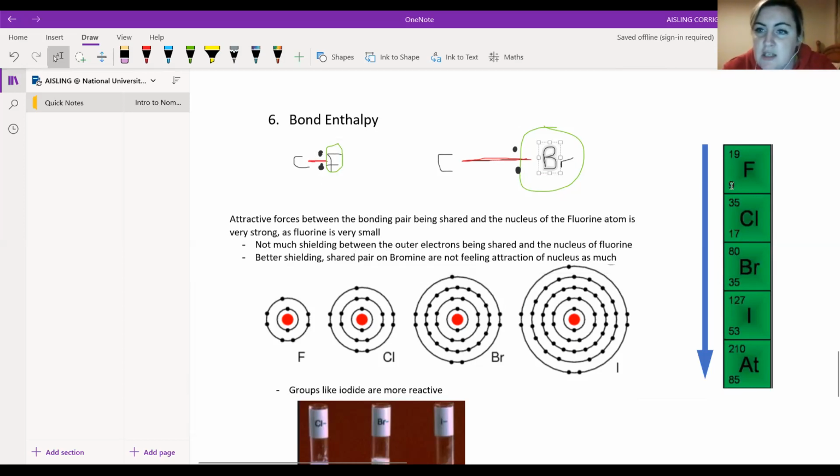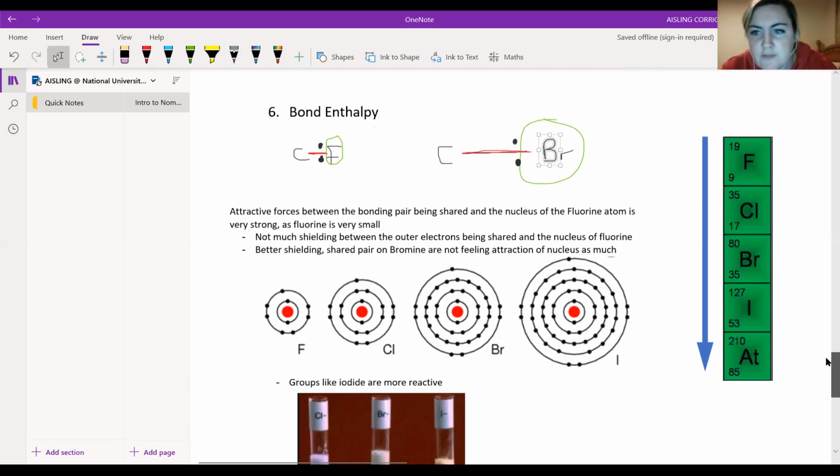And again, the trend we see here: fluorine and carbon, very strong. Chlorine getting a bit less, and then iodine probably has the weakest bond enthalpy. There's actually a bond enthalpy value somewhere. I should stick them up, but look, it's fine.